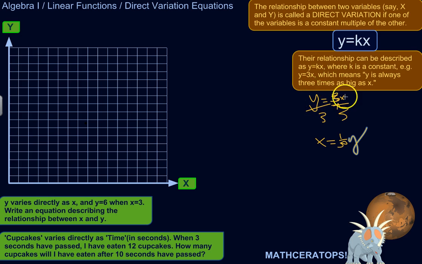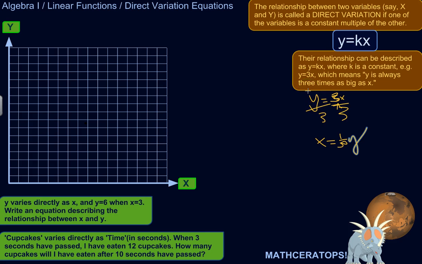So it can be rewritten like that. Anyway, that's a little side note. Point being, if y is always 3 times as big as x, x is always 1/3 the size of y. It kind of is reversible in that way.